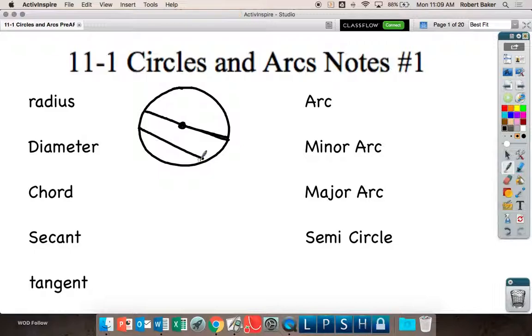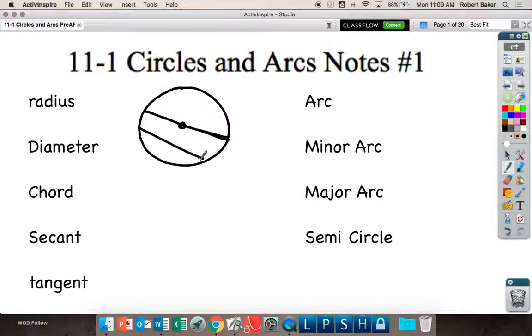Okay? So is a diameter a chord? Yes, a diameter is a very specific chord that goes through the center. We get to play these fun games like, are all diameters chords? Yes. But are all chords diameters? No. Oh, I love my life.